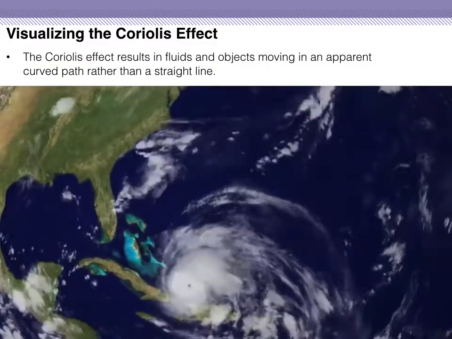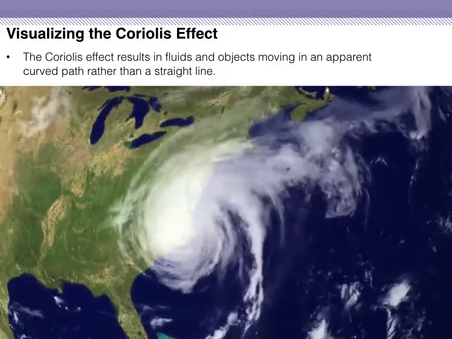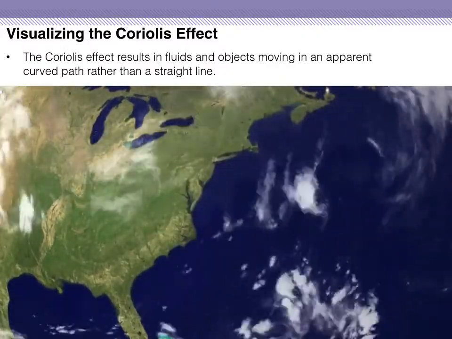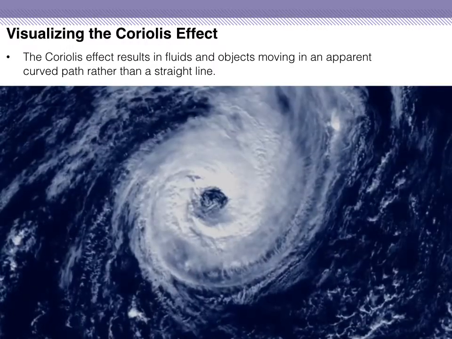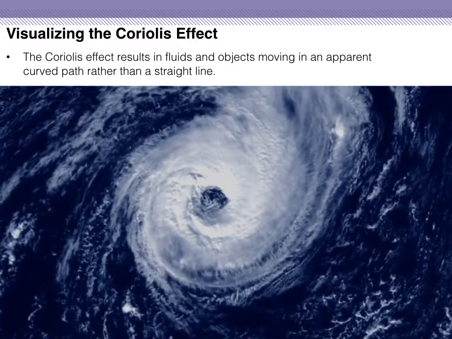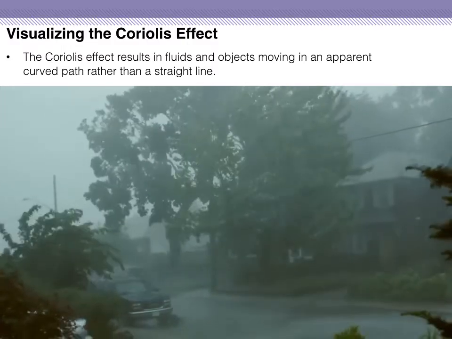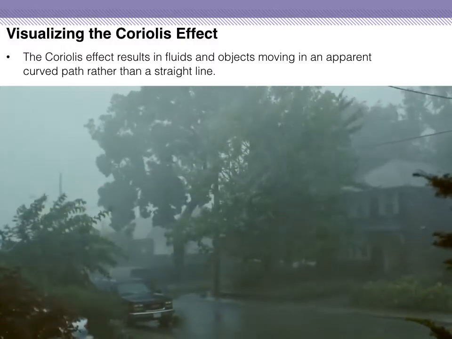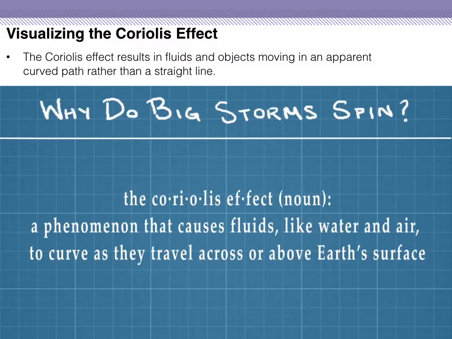If you've ever watched the news during a hurricane or wintertime nor'easter, you've probably noticed that big storms spin over time as they travel. In the northern hemisphere, they spin counterclockwise. But if you were watching a storm in the southern hemisphere, you'd see it spinning clockwise. Why do storms spin in different directions depending on their location? And why do they spin in the first place? A storm's rotation is due to something called the Coriolis effect, which is a phenomenon that causes fluids like water and air to curve as they travel across or above Earth's surface.